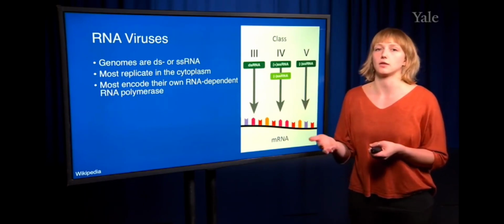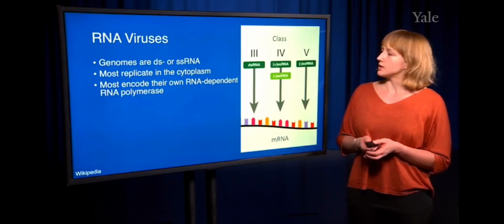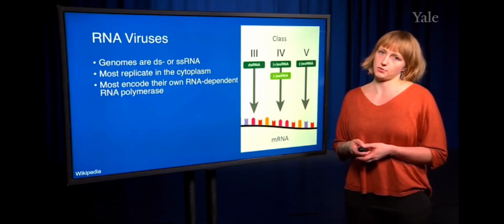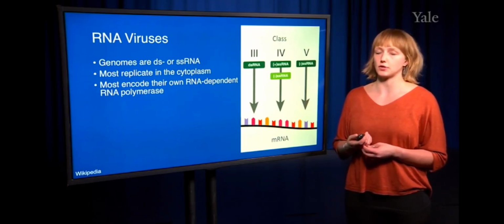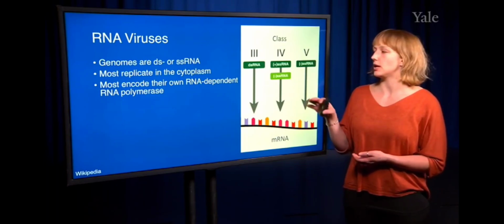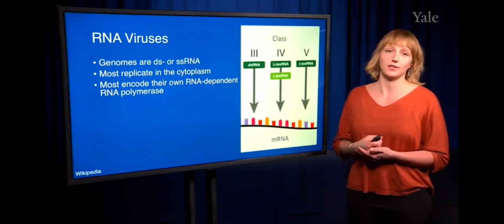then be translated. So again, we have our class 3 double-stranded RNA viruses, our class 4 positive sense single-stranded RNA viruses that go through a negative sense intermediate, and we have our class 5 negative single-stranded RNA viruses.